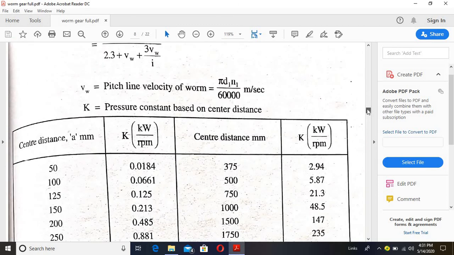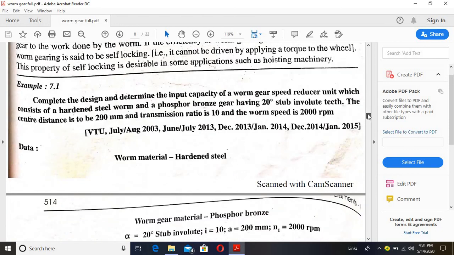Next, we have some problems. In the next session, we'll discuss the problems: how to design the worm gear, how to calculate the efficiency of the worm gear, how much heat is generated, how much is dissipated, and how to calculate power.